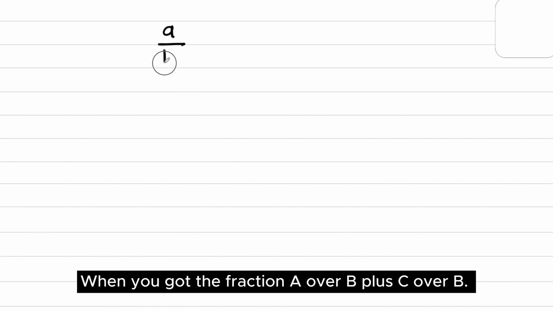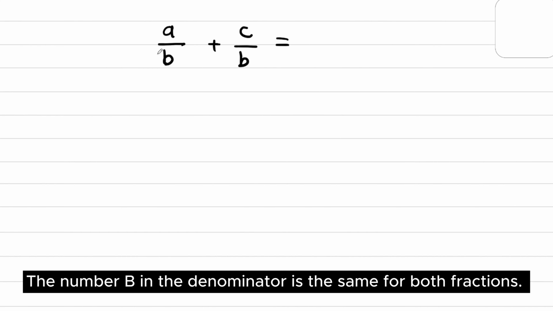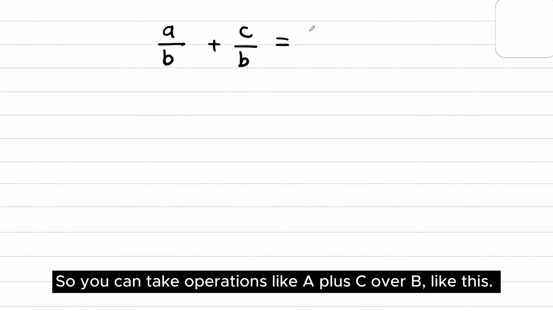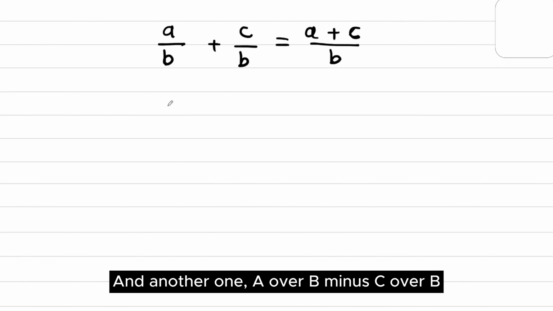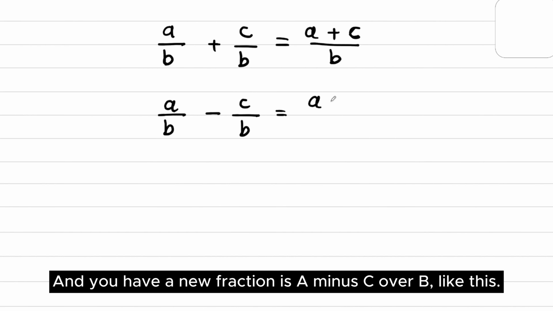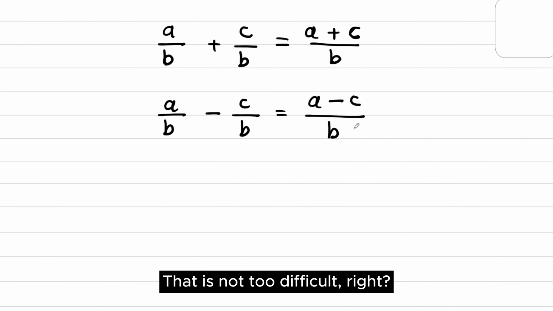Okay, so for the method, you can imagine it in your mind like this. When you have the fraction a over b plus c over b, the number b in the denominator is the same for both fractions. So you can take the operation a plus c over b like this. And another one, a over b minus c over b, and you have the new fraction a minus c over b like this. Okay, so that is not too difficult, right?